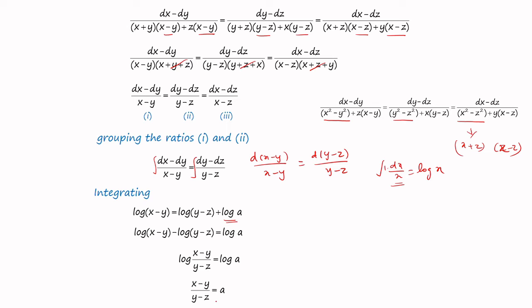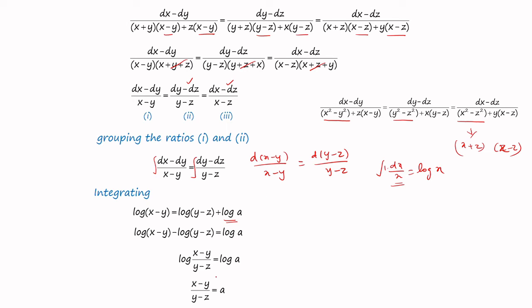Okay. And next we have to find out another independent solution. For another independent solution, we have to take this term. The first term is, when you take the grouping 1 and 2, you get (x minus y) by (y minus z), isn't it? Suppose we are grouping 2 and 3. What will be the solution?